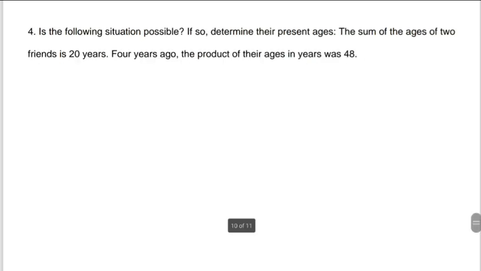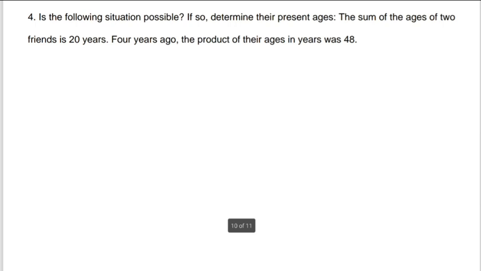Let's go to the fourth question. Is the following situation possible? If so, determine the present ages. Sum of ages of two friends is 20 years. 4 years ago, the product of their ages was 48. So 4 years ago means we should take minus sign, that is we should minus 4. Ago means past. From now means we should take plus. Okay, so let the two ages be.